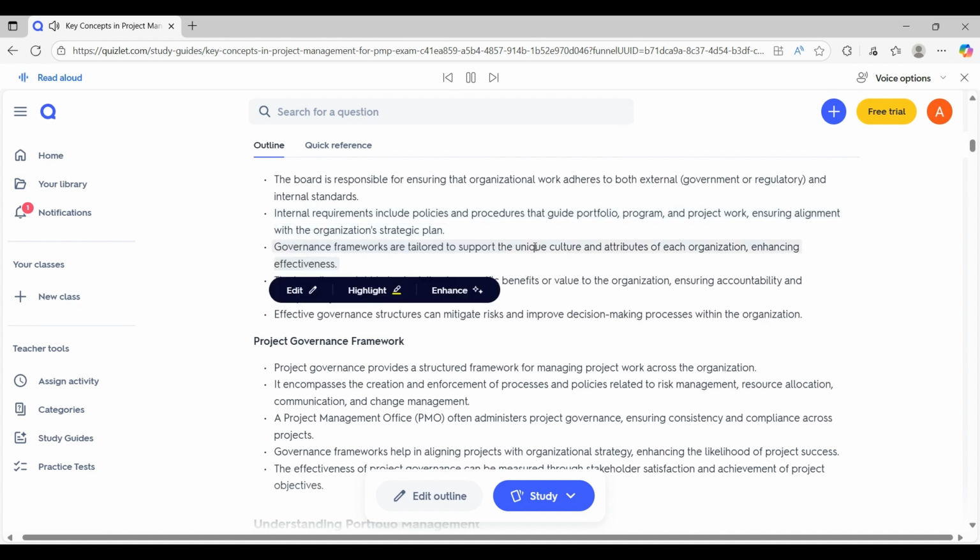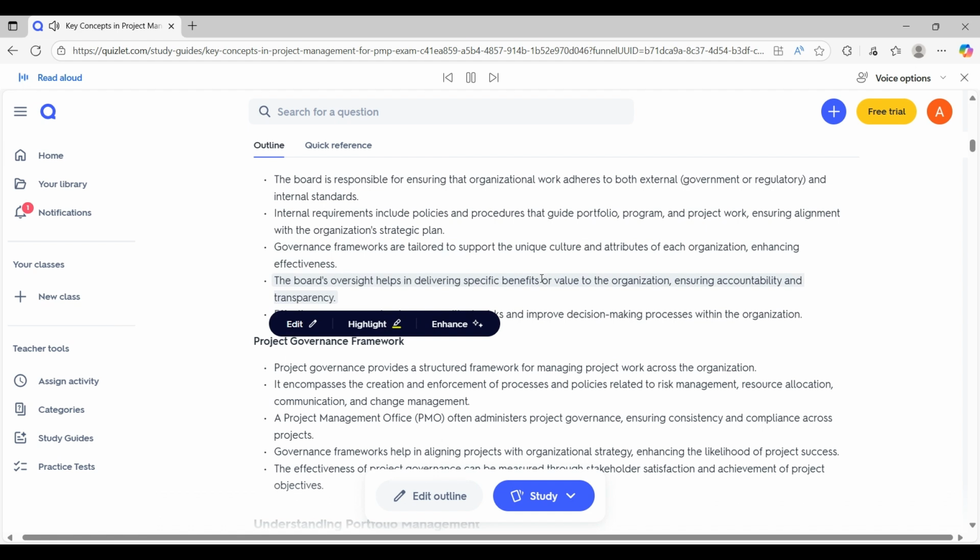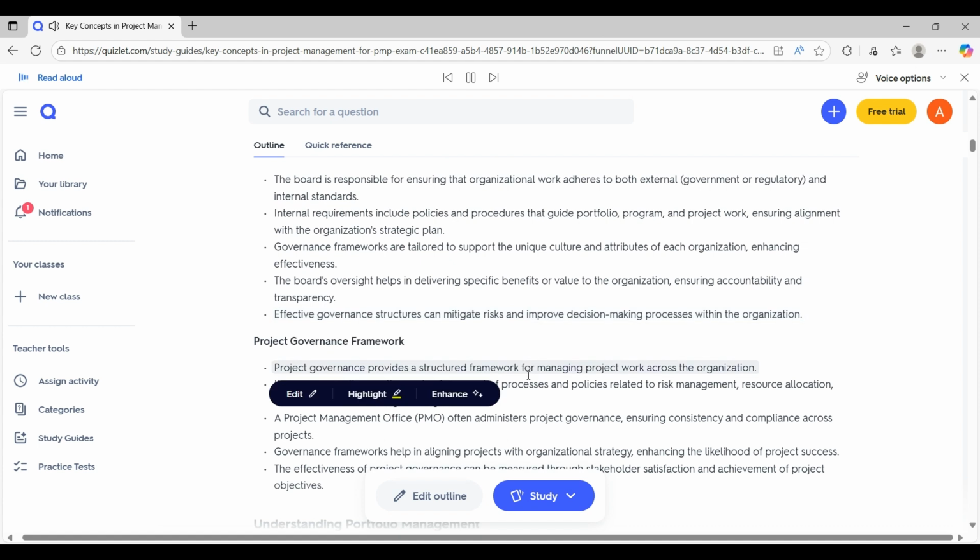Governance frameworks are tailored to support the unique culture and attributes of each organization, enhancing effectiveness. The board's oversight helps in delivering specific benefits or value to the organization, ensuring accountability and transparency. Effective governance structures can mitigate risks and improve decision-making processes within the organization.